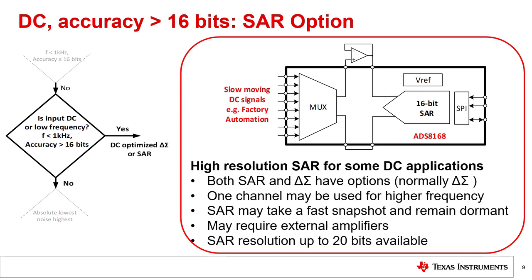Here we show a higher resolution SAR converter being used to monitor DC signals. Normally, a Delta Sigma would be used for this kind of application, but a SAR may be useful if one of the signals is of higher frequency, or if the system is used to take a snapshot and remain dormant between samples. SAR converters do have high resolution options, but typically the high resolution SAR is not used to monitor DC signals.